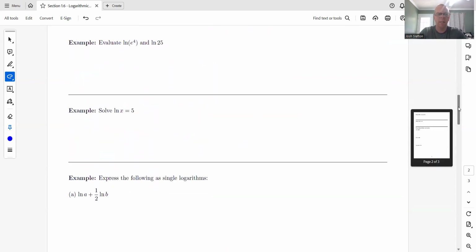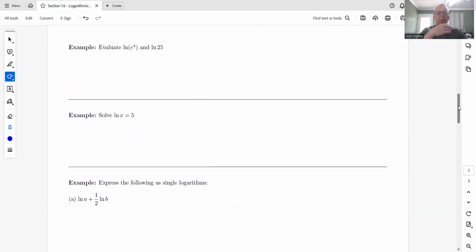So let's evaluate ln of e to the 4th and ln of 25. So ln of e to the 4th, ln and e just cancel out, and that's just going to be equal to 4. Of course, you can put this in the calculator, but it's a good skill to have to not need to do that. If you can do it without the calculator, that's probably a better way to go.